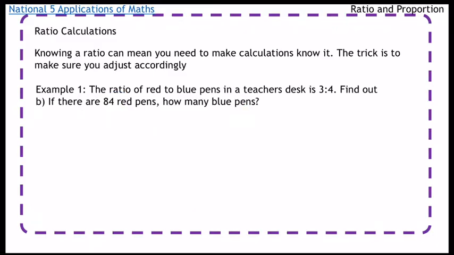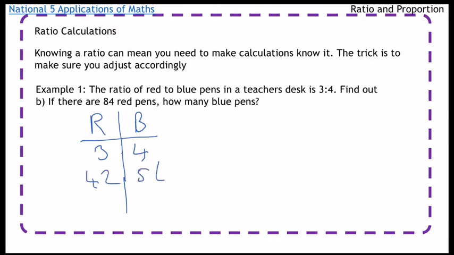Right, part B of this. So we're still sticking to the same ratio. So red to blue. And we're going to have 3 to 4. This time we want 84. So we did 42 and got 56. So this time we want 84. And we're trying to work out how many blue pens there are.